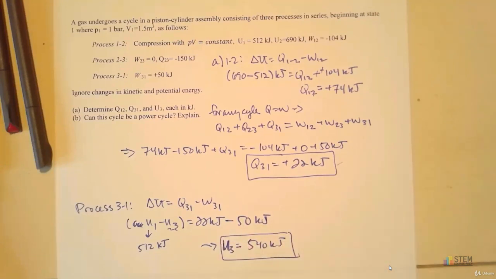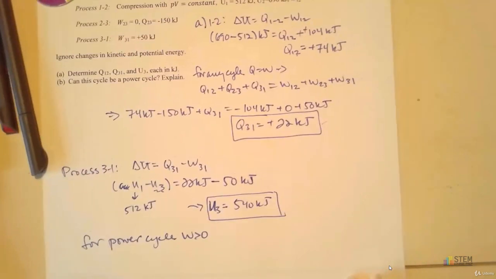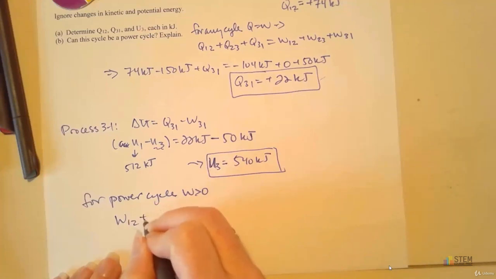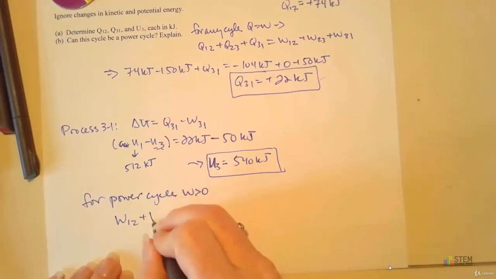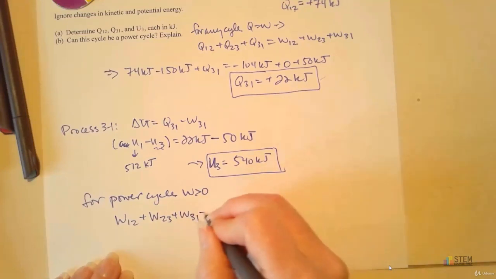So now we have that. And for a power cycle, remember a power cycle, you're going to use that to generate power. You can send it outside the system. So that means the net W needs to be greater than 0 for this whole cycle. That's the key thing you have to recognize with that question. Now, to find that, you need to add up all of the work values for the three processes. So sum those three up and see what you get.